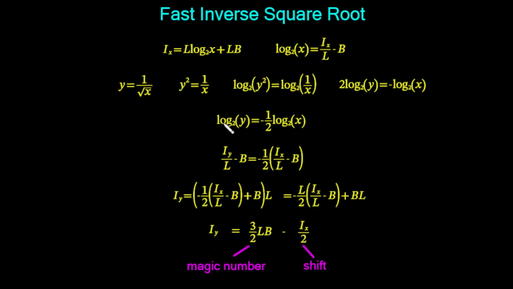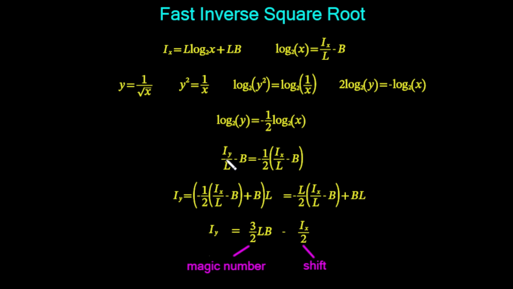So we can therefore replace each of these logarithmic terms with the terms here. So the log to the base 2 of y can simply be written as iy upon L minus b. We have our minus a half, and our log to the base 2 of x can be written as ix upon L minus b. So we have this here.